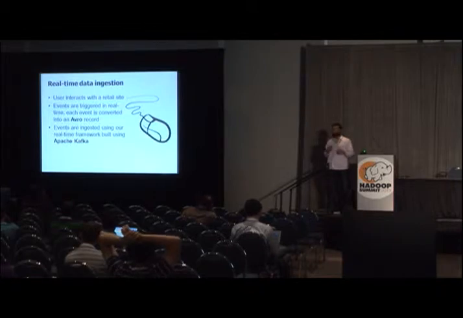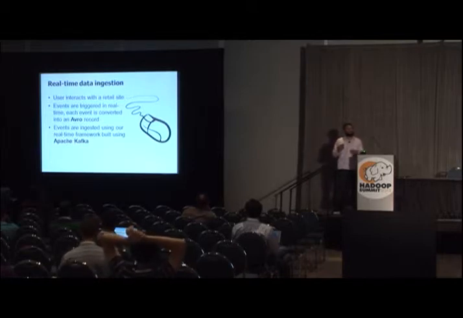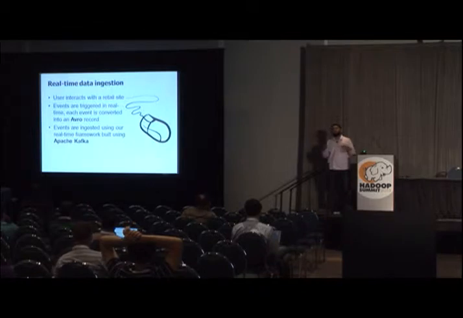So when an event is triggered, behind the scenes we create an Avro record, which has its own schema, and you can register any event on the platform. Then we use our Apache Kafka framework, which we have built, and I'll show the architecture around that, to take the Avro record and ingest it using Kafka, and we put that Avro record into our HBase cluster.